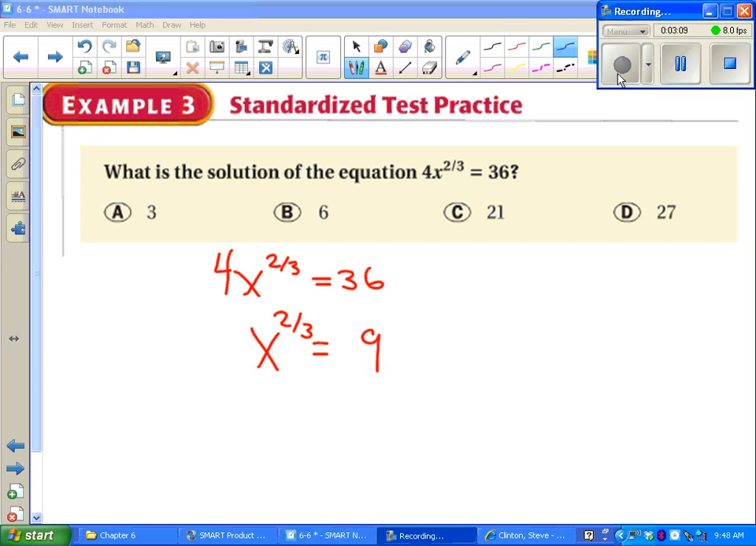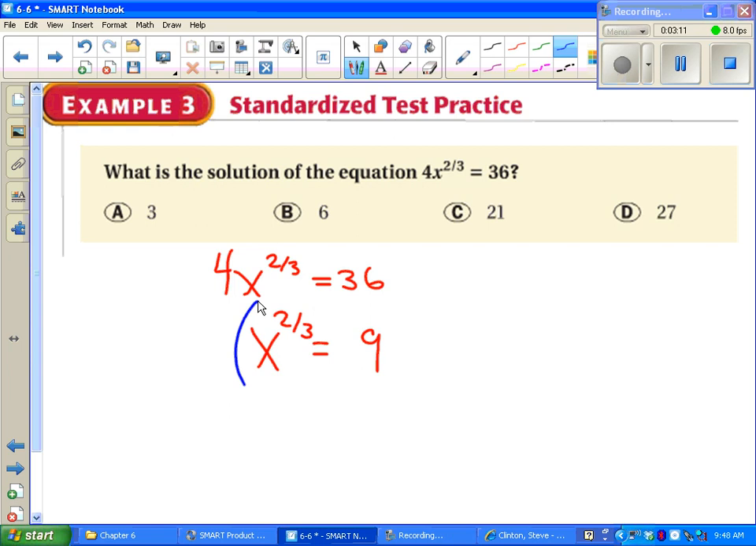The way we're going to get rid of that 2/3 exponent is really kind of elegant. What can we multiply 2/3 by to make that fraction a 1 instead? Because we want to get x down here. We just flip the fraction.